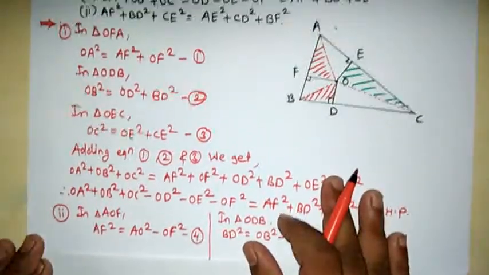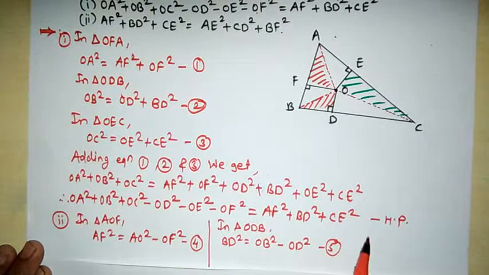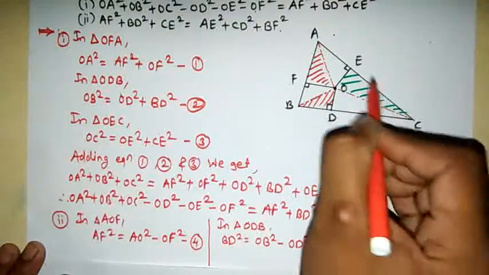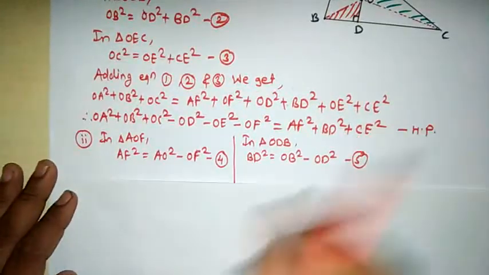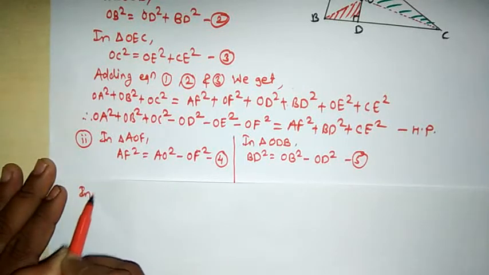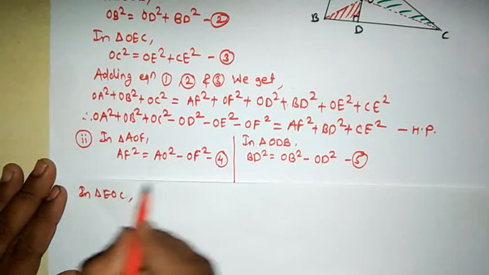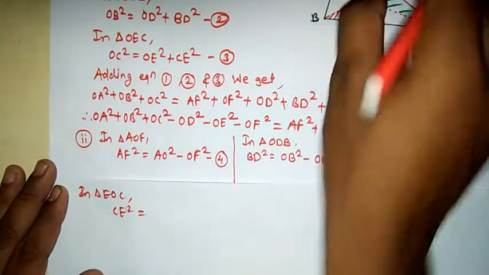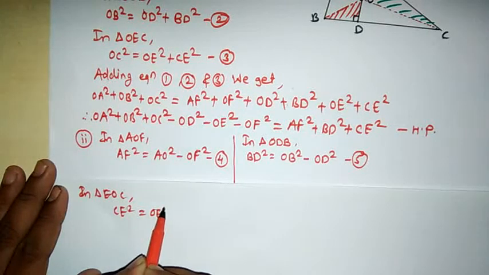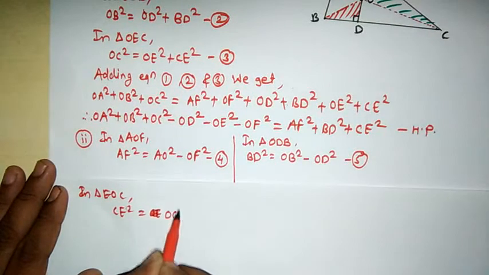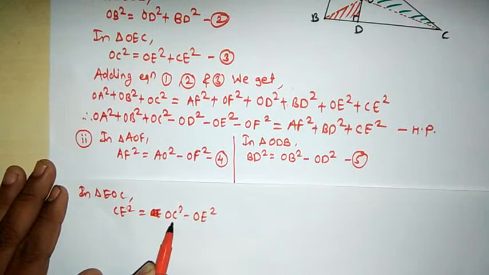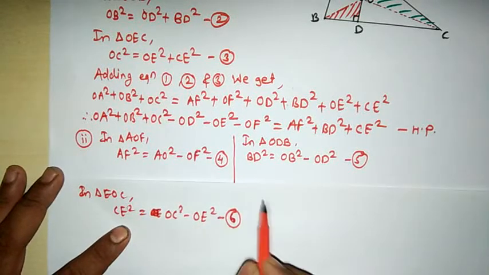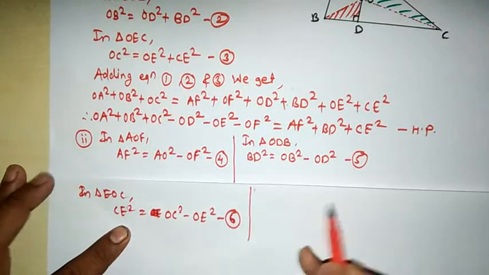In the proof we want CE square also. In which triangle will we get CE square? In triangle EOC. Yes, in triangle EOC, CE square is equal to OC square minus OE square. Mark it as equation number 6, and I will write equation number 7 here also.